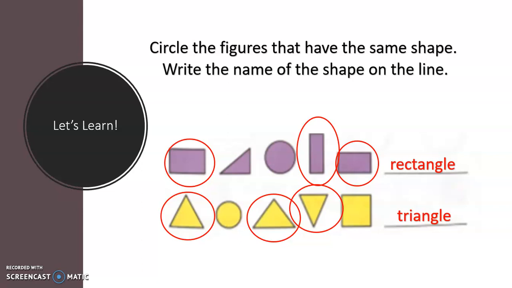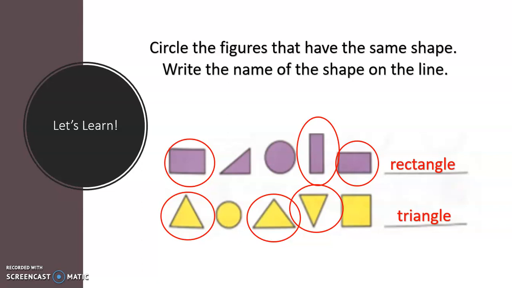The yellow shapes, we've circled the triangles. Again, triangles have the same number of sides and the same number of corners. So they are the same shape. Whereas the circle and the square are not the same shape. They do not look the same. They are not the same. And of course, we know that we circle triangles. So we write triangle on the line.